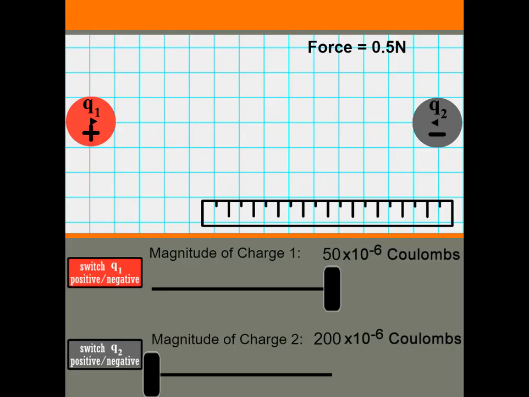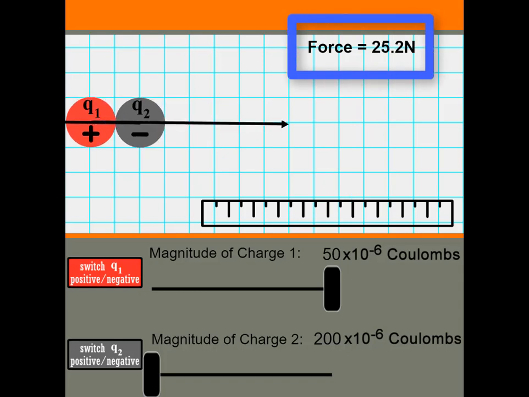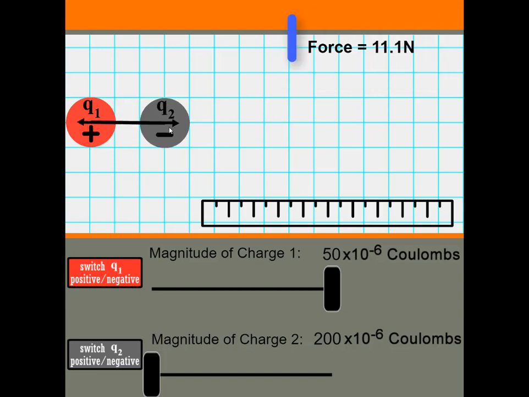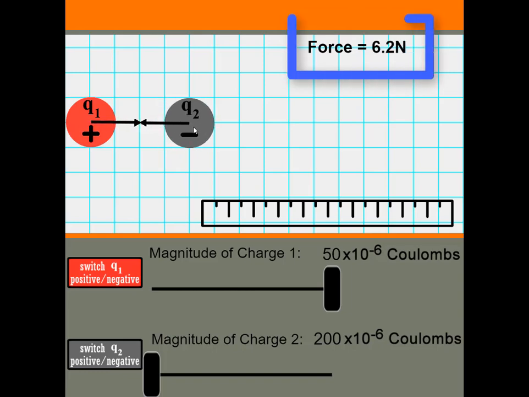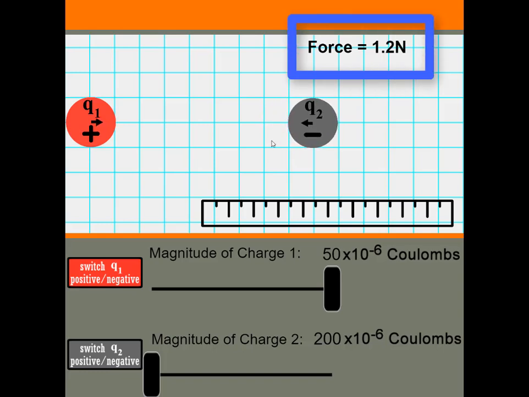So we're going to change the distance of separation between the centers of the charges from 2 meters all the way to 14 meters. At 2 meters apart, the force is 25,2 newtons. There's a drastic decrease in force as we get them another meter apart. Now it's only 11,3 newtons. At 4 meters apart, 6,2 newtons. At 5 meters apart, 4 newtons. 6 meters apart, 2,8 newtons. 7 meters apart, 2 newtons. 8 meters separation, 1,6 newtons. 9 meters separation, 1,2 newtons.